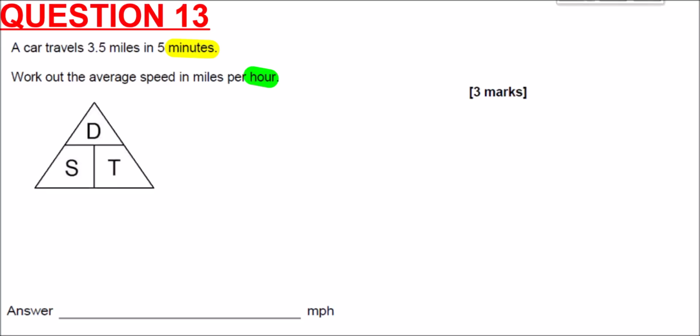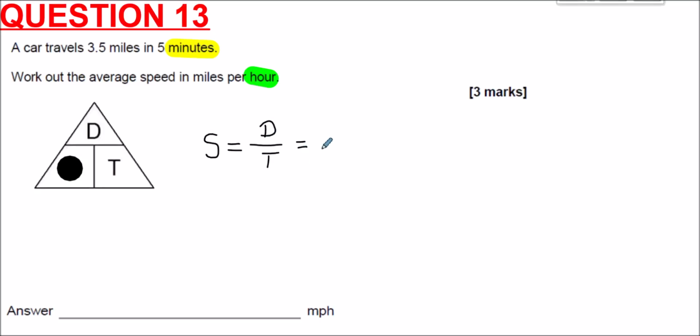So we want to work out the average speed. Using this triangle method, what we can do is just cover up what we want to work out, in this case speed. Whatever's left tells us what to do in relation to one number and the other. Distance on top, time on the bottom, means distance divided by time. So speed equals distance divided by time.